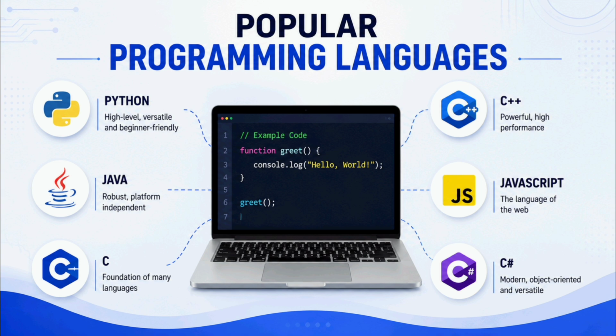There are many programming languages available today. Some popular examples are Python, Java, C, C++, JavaScript, and C#. Different programming languages are commonly used for different types of work. For example, Java is widely used for software and application development, whereas Python is popular in areas like automation, data science, and artificial intelligence. JavaScript is mainly used to make websites interactive. As a beginner, you don't need to learn all of them. You can start with one language and build your programming basics.